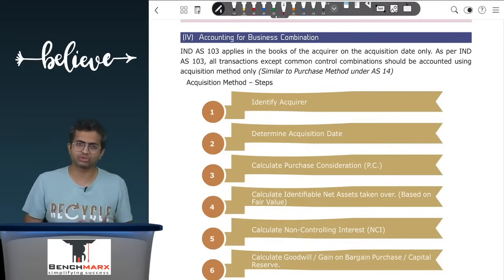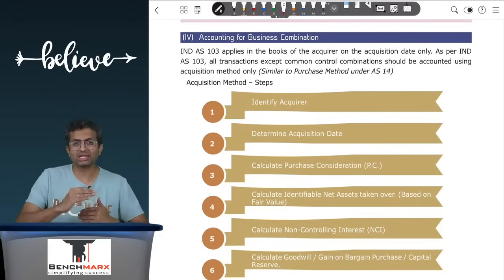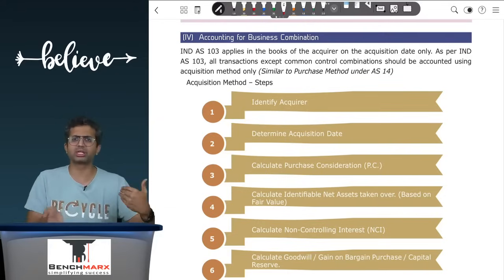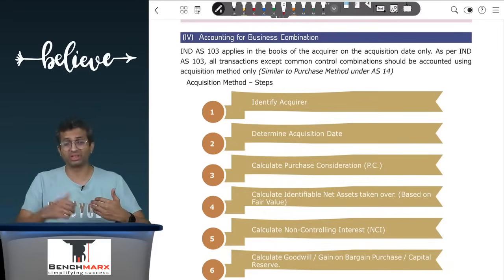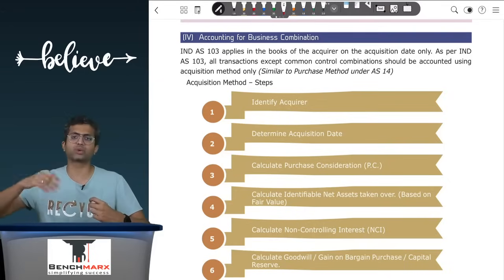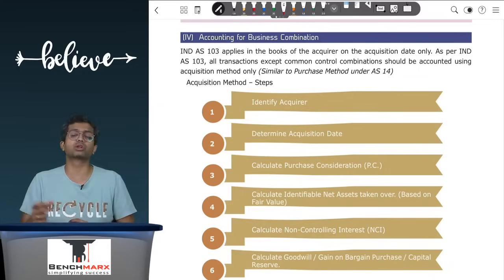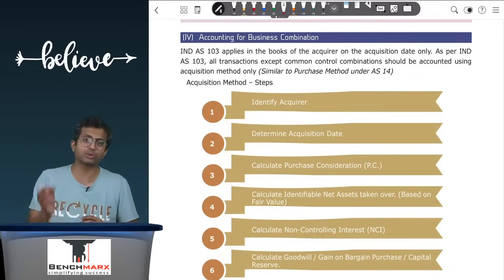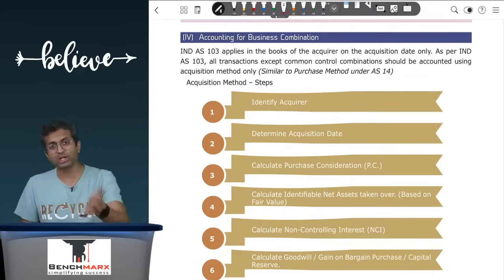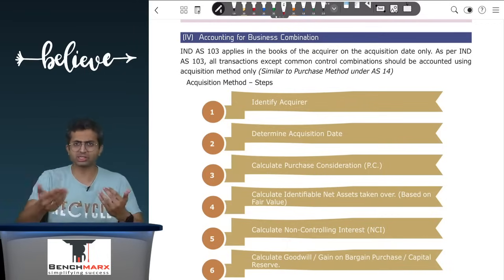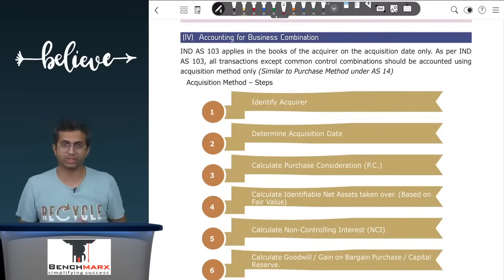Second is the acquisition date. Acquisition date is the date when control is acquired. It is possible that shares are acquired at various dates, like 20% stake is acquired in 2010, then another 15% stake is acquired in 2012, then another 20% stake is acquired in 2015. Then in 2015, the cumulative stake crosses, let us say, 50%, and hence the acquisition date is not all of these 3 dates when shares are acquired. Acquisition date is a date when control is acquired, which typically arises in our example, let us say in 2015. Acquisition date refers to the date when control is acquired.